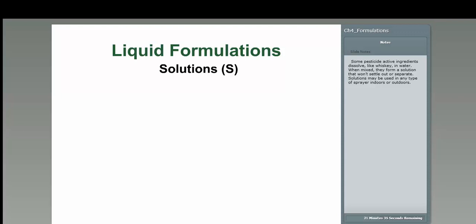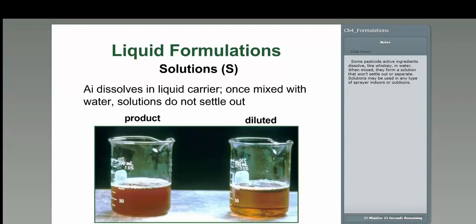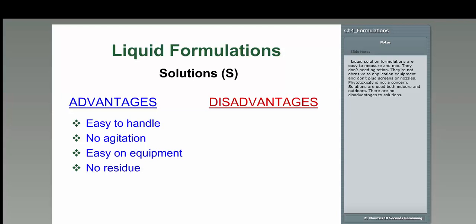Some pesticide active ingredients dissolve, like whiskey, in water. When mixed, they form a solution that won't settle or separate. Solutions may be used in any type of sprayer, indoors or outdoors. Liquid solution formulations are easy to measure and mix. They don't need agitation. They're not abrasive to application equipment and don't plug screens or nozzles. Phytotoxicity is not a concern. Solutions are used both indoors and outdoors. There are no disadvantages to solutions.